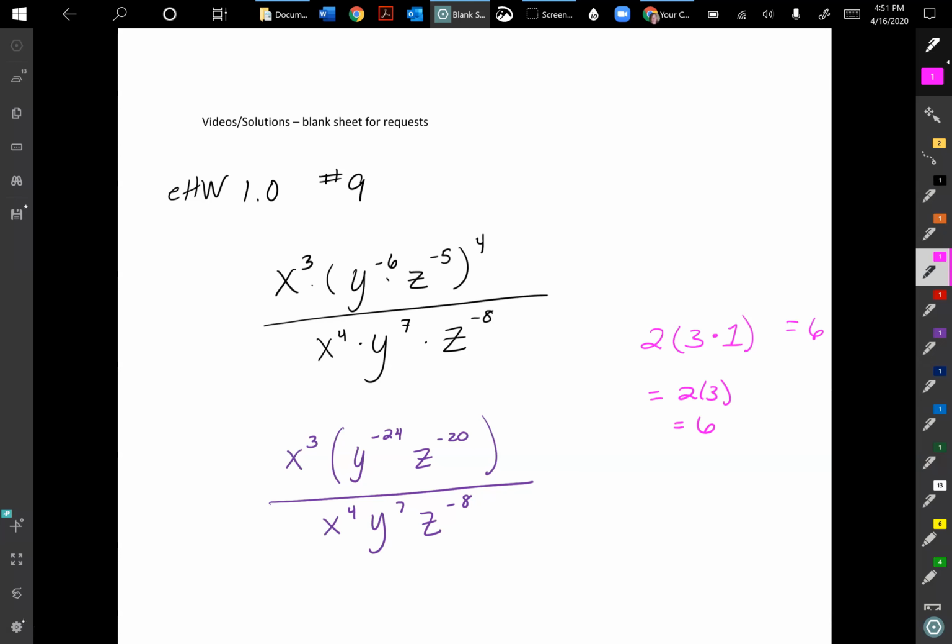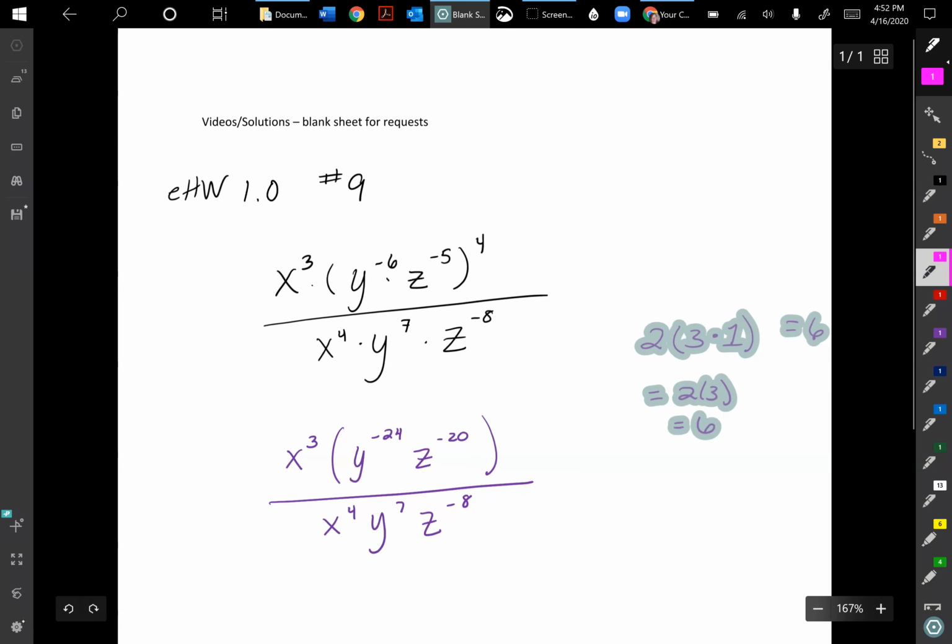But if you went 2 times 3 is 6, and then 2 times 1 is 2, and tried to then multiply those together or add them or something, it would not come out to be the same thing. So we only distribute over pluses or minuses, okay? Just keep that in mind. Don't try to do anything more with it. So we can just remove our parentheses here. And now we can simplify.